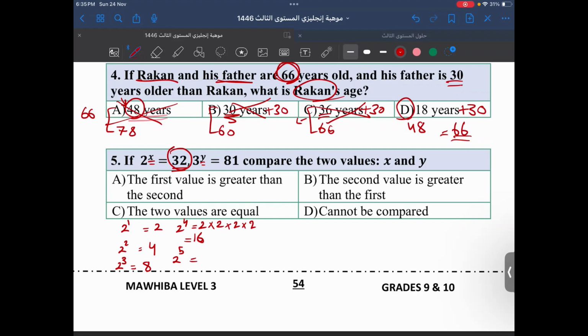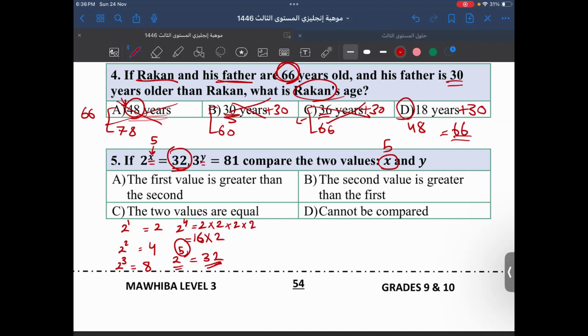Can't you just multiply 16 times 2? Yeah, of course I can. So 16 times 2 equals? 32. 32, excellent. So now I know that 2 to the power of 5 equals 32. So this x must equal 5. 5, exactly. So this x equals 5.